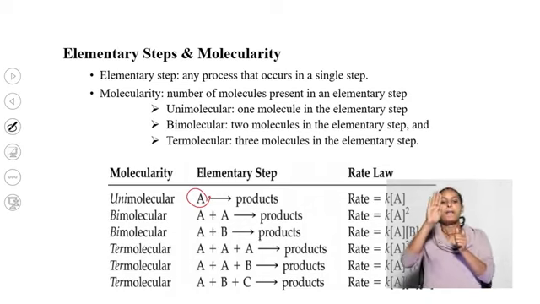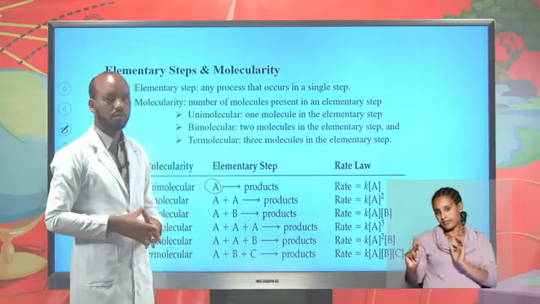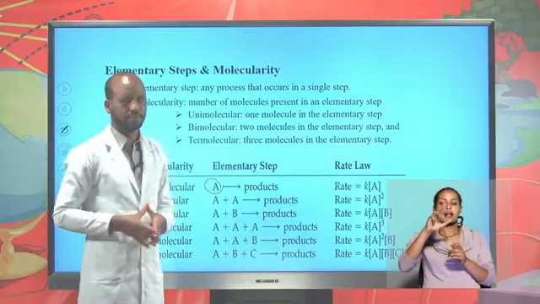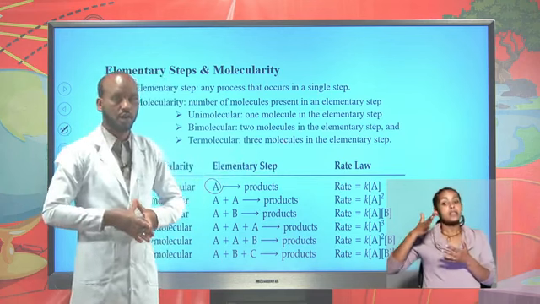Termolecular means three molecules in the elementary step. For example, A plus A plus A to form product. There are three reacting species that form a product. Termolecular is rare. Colliding of three species is rare.